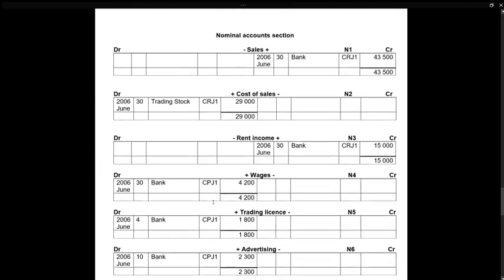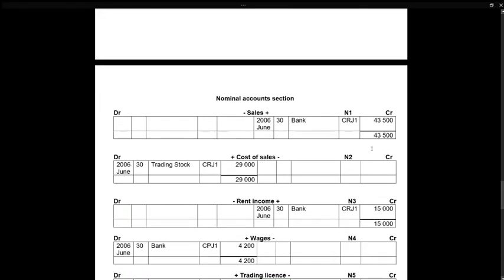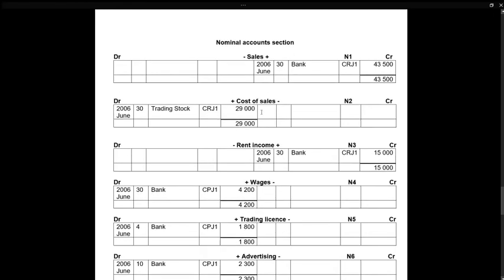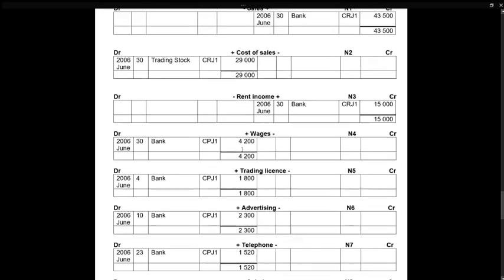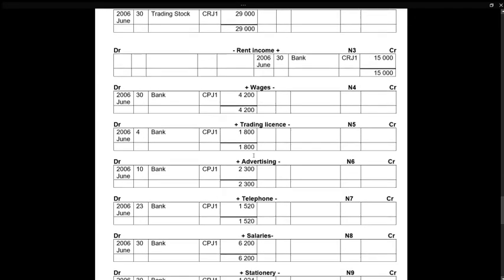Right, nominal account section. Okay, so this is income and expenses. My first income will be sales with a credit balance of 43,500 Rand. That will be N1. Okay, N2, cost of sales. Remember, they always go together. Difference between the two will be your profit. Now that you bought trading stock for 29,000 Rand and you sold it for 43,500. Okay, cost of sales, N2.